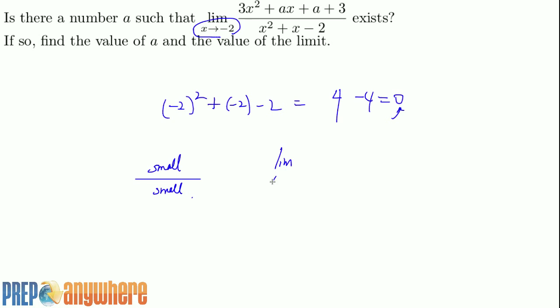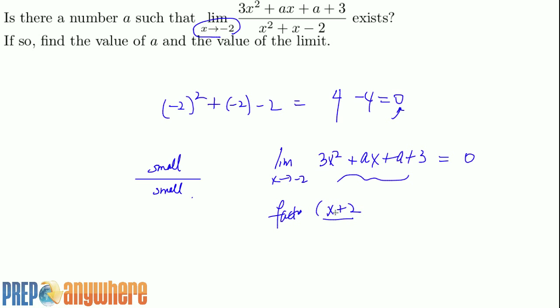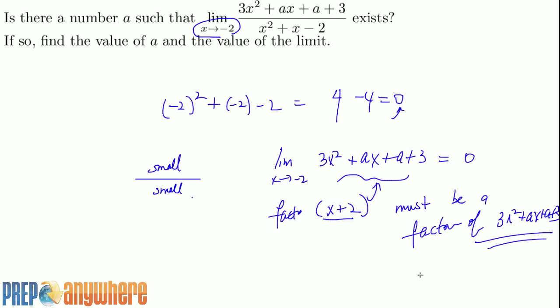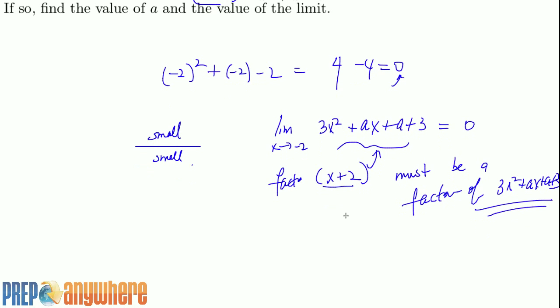Meaning, the limit as x approaches -2 for the numerator has to be approaching 0. So what that means is that the factor x plus 2 must be in here. Or I can say x plus 2 must be a factor of 3x squared plus ax plus a plus 3.